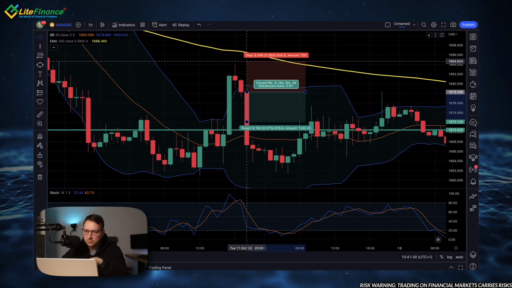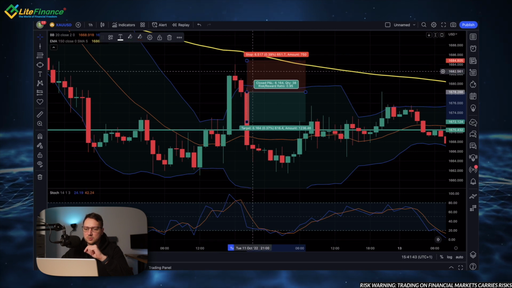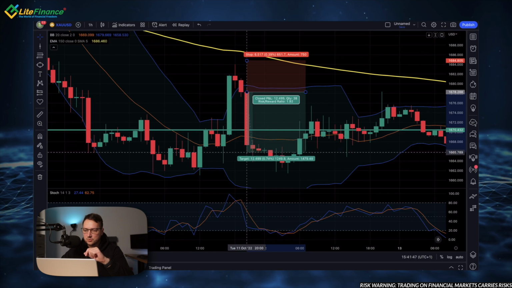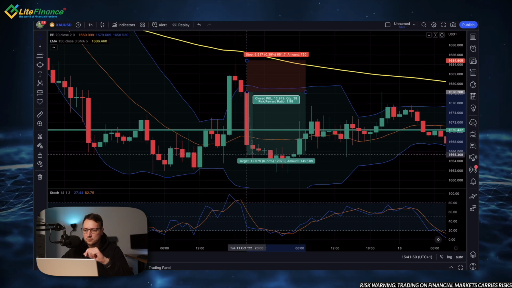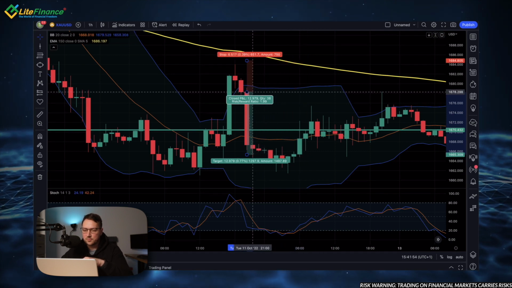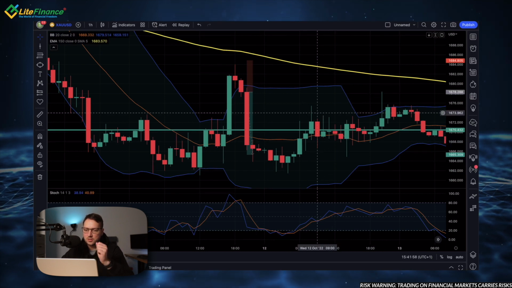Let's add a couple more pips. So we have added a couple points to our stop loss, and of course a risk reward ratio of 2-to-1. Okay, so it's 0.99. You can see that this trade would be profitable over here.